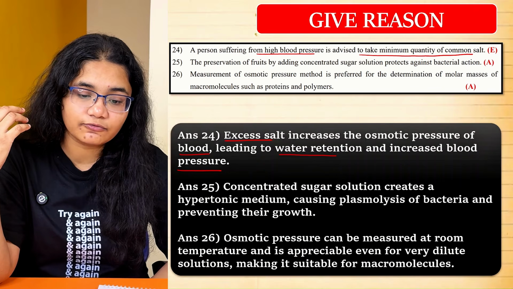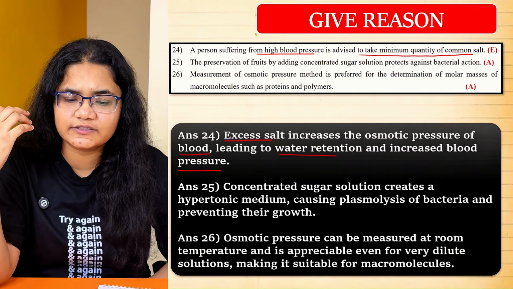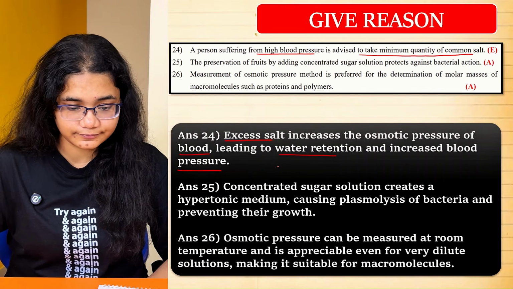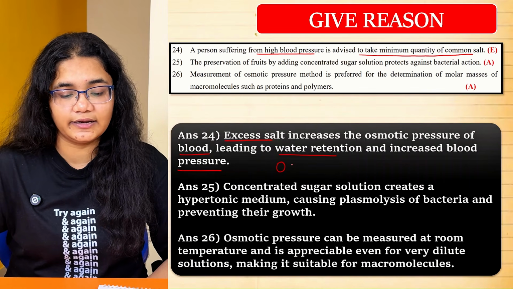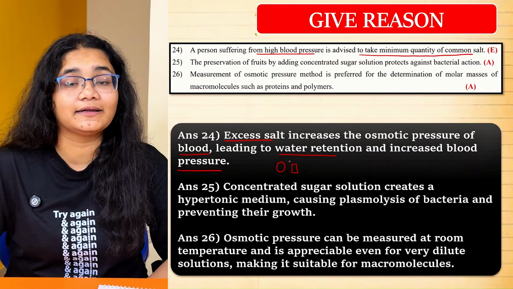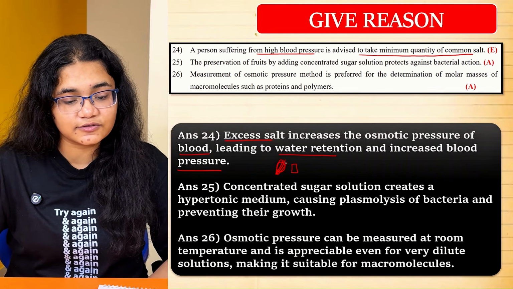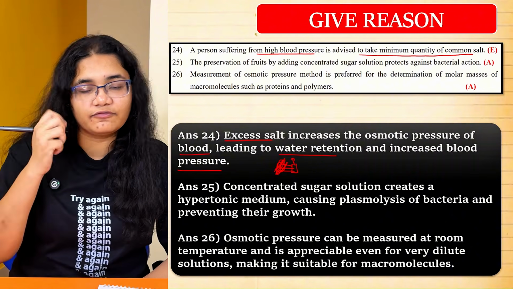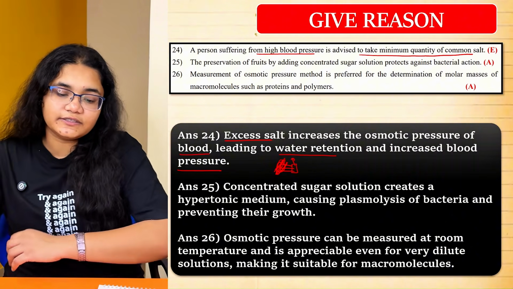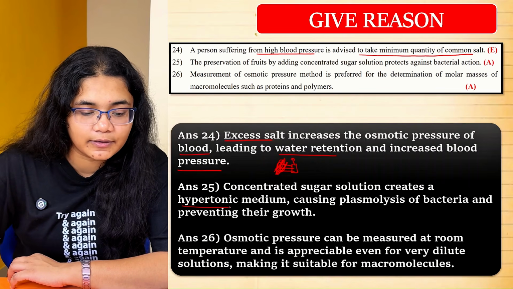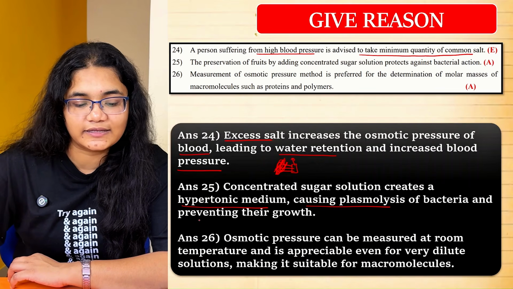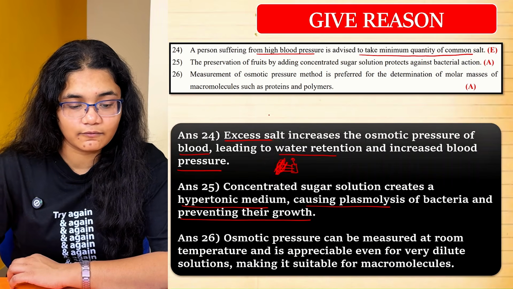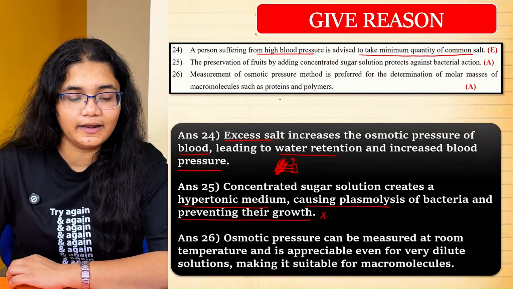Next, the preservation of foods by adding concentrated sugar solution protects against bacterial action. If you have a concentrated solution near bacteria, what will happen? The bacteria cannot grow because the outer environment is concentrated. The water will start flowing out and the cell of the bacteria will shrink. So concentrated sugar solution creates a hypertonic medium causing plasmolysis of bacteria, preventing their growth and causing their death.